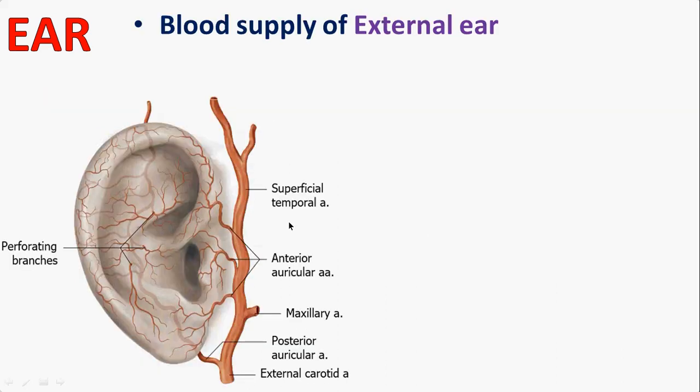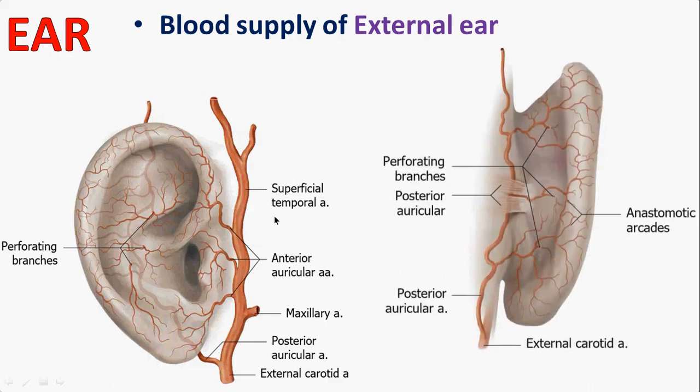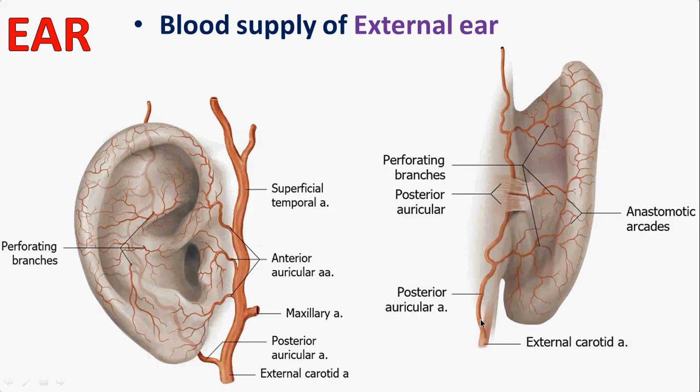For the blood supply, here the branches, that is the posterior auricular and the superficial temporal artery, are going to supply the external ear. These are all the perforating branches, and this is the posterior auricular artery. These are branches of the external carotid artery.